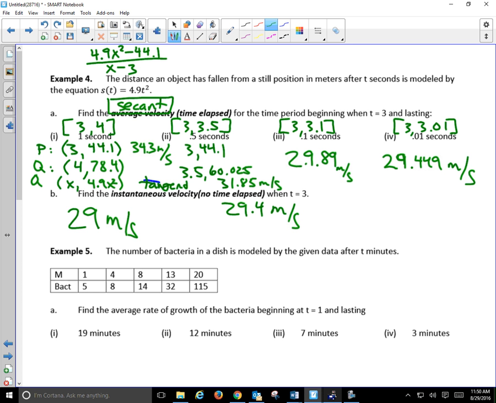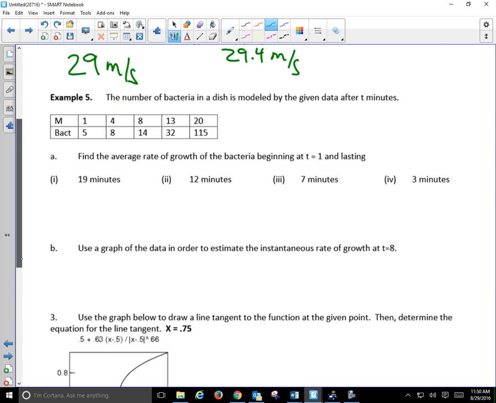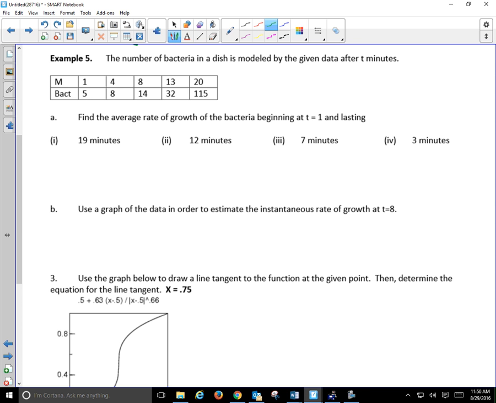You agreed? You okay with that? We looked at the data. It looks like that's about where it's heading. Not until we actually go past the 0.01 to even a smaller time interval do we actually find the exact answer. Okay, so let's look at some table values.